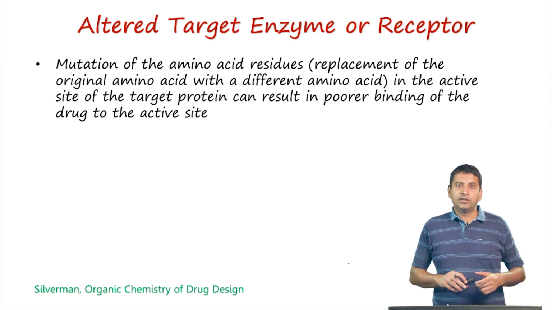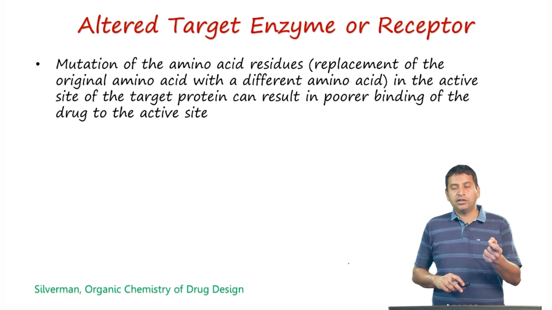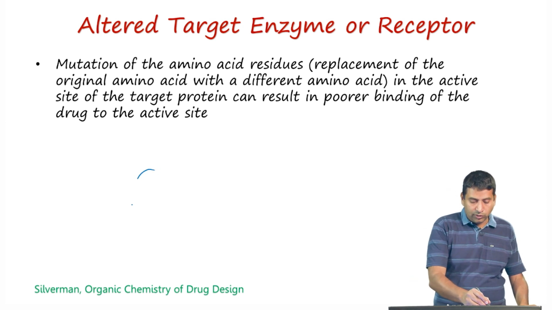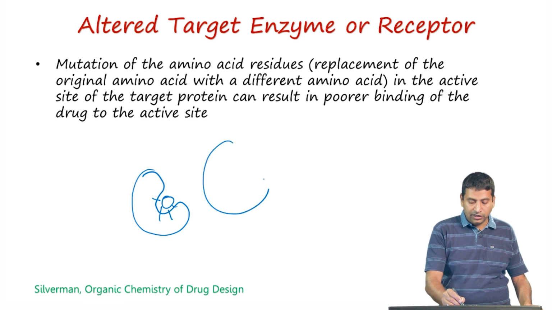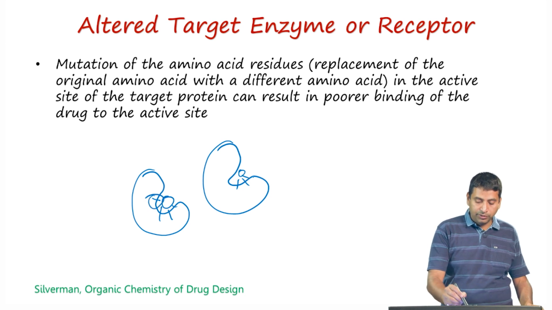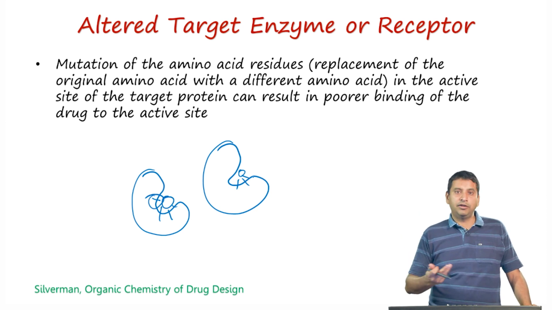So, the first one is altered target enzyme or receptor. Here mutation of the amino acid occurs. So, here the important amino acid that was originally present in the active site has now been replaced by another amino acid. So, once you have the binding site, so here is your drug and here is the binding interaction. Now, it is possible that one of these binding interactions becomes weaker, right. So, let us say the mutation occurs here and this becomes weaker. Now, if this becomes weaker, then the dissociation can actually predominate and therefore, the efficacy of the drug goes down.